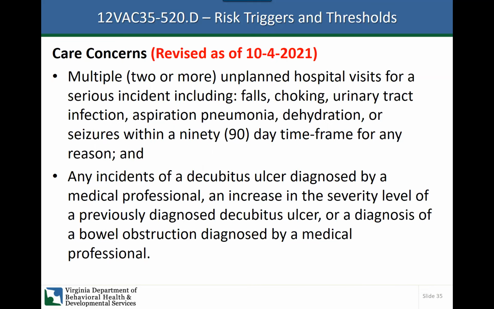The first one is multiple, 2 or more unplanned hospital visits for a serious incident, including falls, choking, urinary tract infection, aspiration pneumonia, dehydration, seizures within a 90-day time frame for any reason.